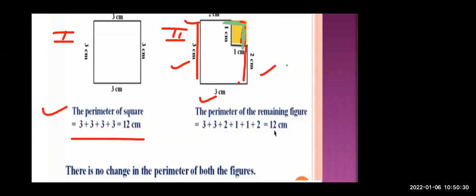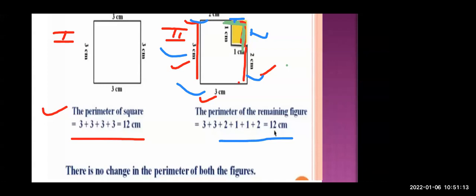So if I complete this figure, what will I get? I will get 1 centimeter here and 1 centimeter here. So if I add all the perimeter of the remaining figure, that is 3 centimeter, 3 centimeter, 2 centimeter, 1 centimeter, then this 1 centimeter, then 2 centimeter. If I add all these, what will I get? 3 plus 3 will be 6, 6 plus 2 will become 8, 8 plus 1 will become 9, 9 plus 1 will become 10, and 10 plus 2 will become 12.